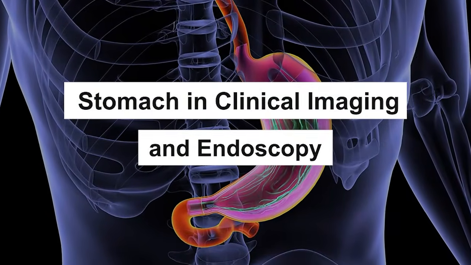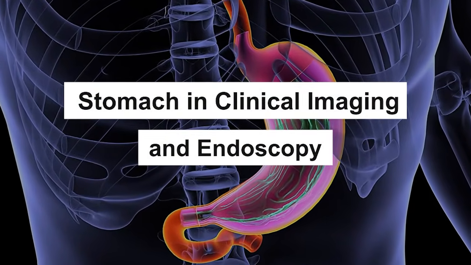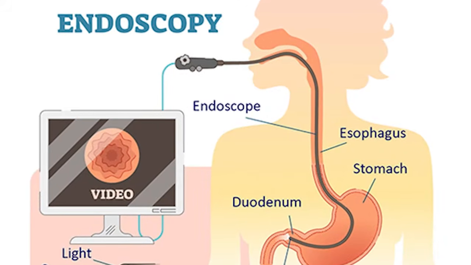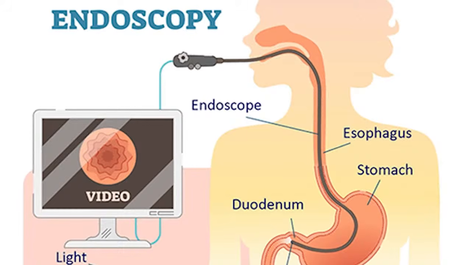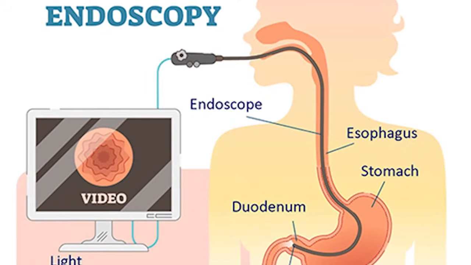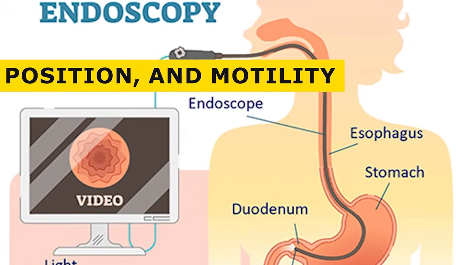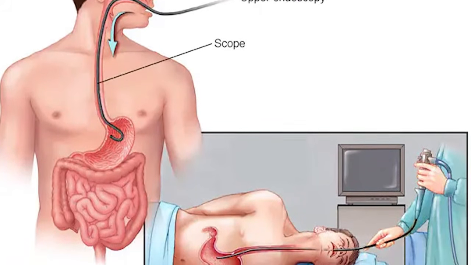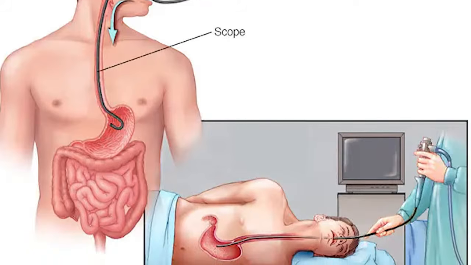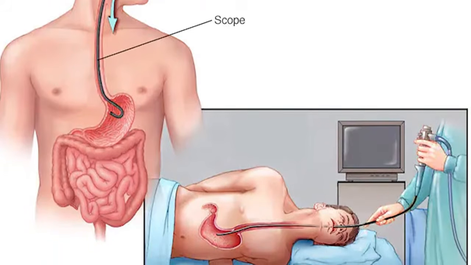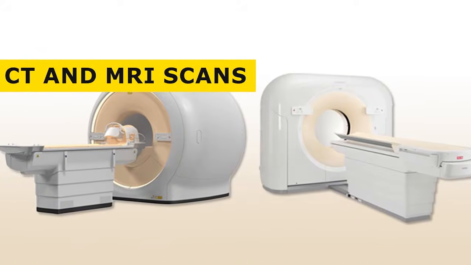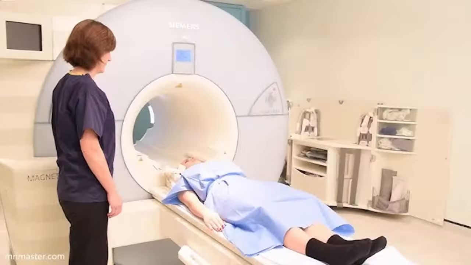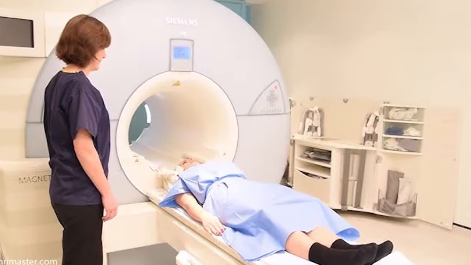Stomach in clinical imaging and endoscopy. The stomach can be examined using various diagnostic tools. X-ray imaging with barium contrast highlights the stomach's shape, position, and motility. Endoscopy allows direct visualization of the mucosa and facilitates biopsy for histological examination. CT and MRI scans are useful for evaluating structural abnormalities, tumors, and complications, such as perforation.